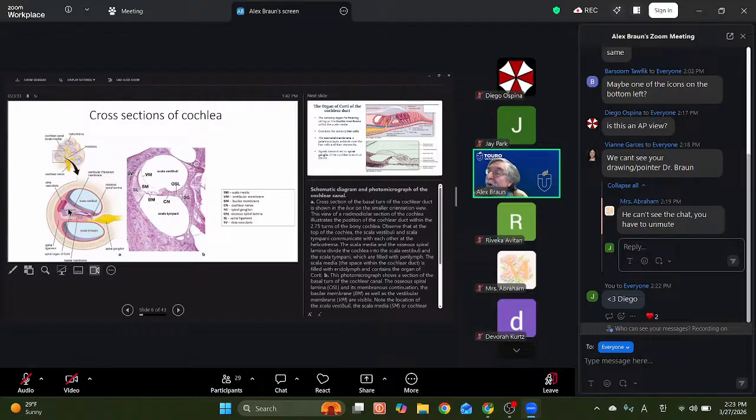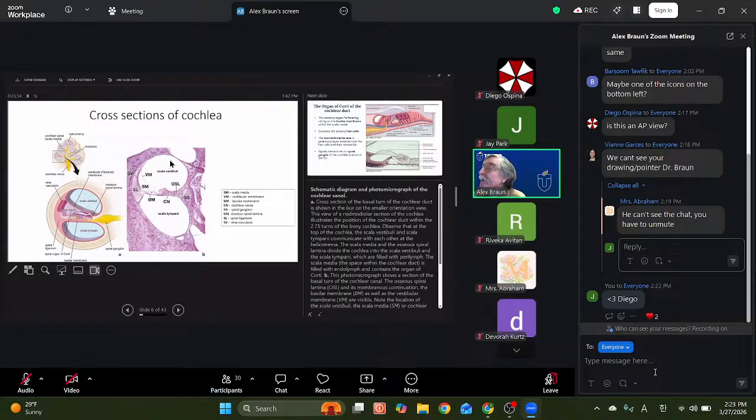Endolymph is quite similar to intracellular fluid, high in potassium, low in sodium, whereas the scala vestibuli and tympani are more like extracellular fluid, high in sodium, low in potassium. So these are 2 different fluids, and they have different ionic compositions.